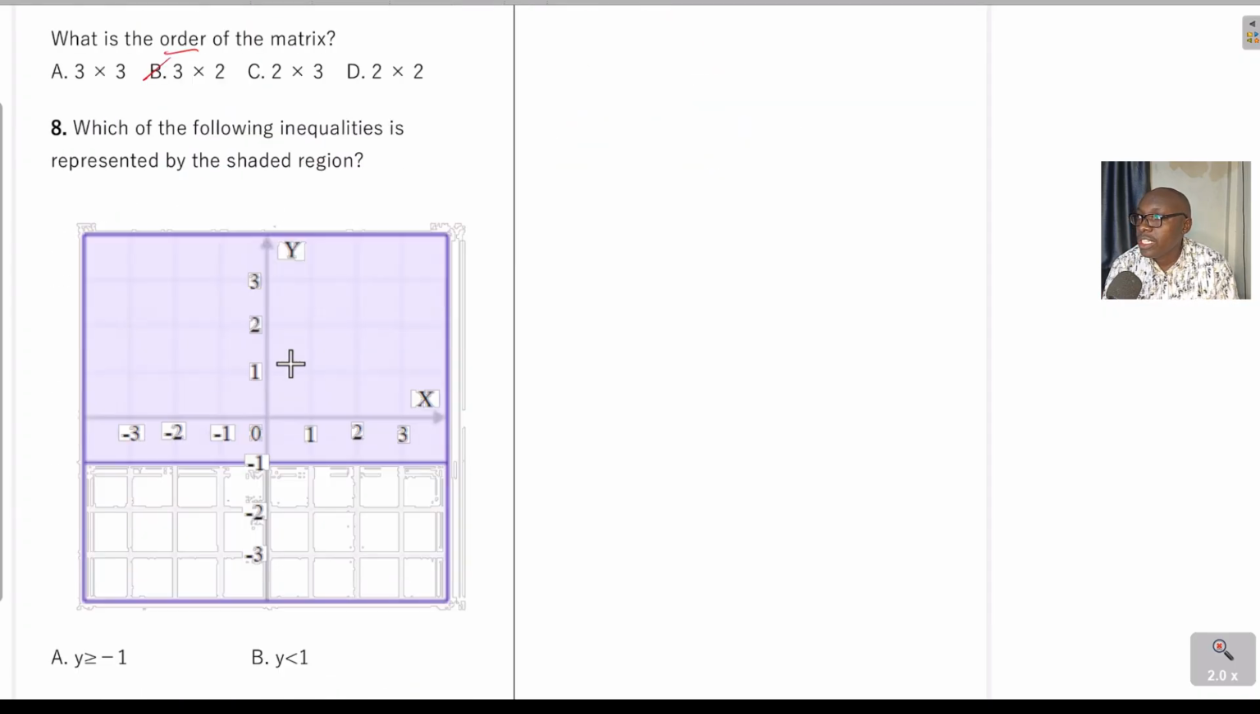Which of the following inequalities is represented by the shaded region? You can see the shaded region. It is the region above. The line that we have here is Y. You can see the line is crossing Y at Y equals -1. From that point, we have shaded the upper side. The upper side is the side that is greater than -1, the values that are on the upper side. So we have 0, 1, 2, 3.